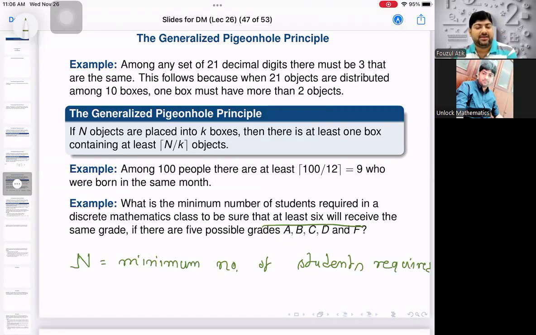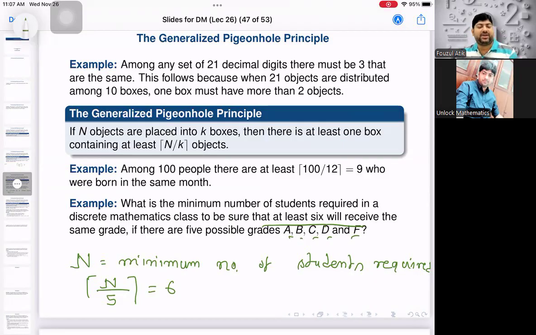Then at least 6 will receive the same grade. And how many possible grades are there? 1, 2, 3, 4, 5. 5 possible grades. That means n students receive the maximum 5 grades. So by the generalized pigeonhole principle, ceiling of n by 5 should be at least 6. Now what is the minimum number n such that ceiling of n by 5 is equal to 6?